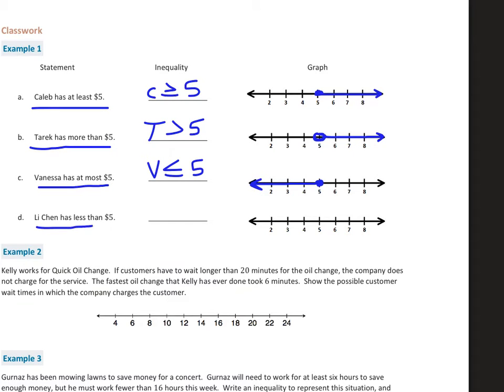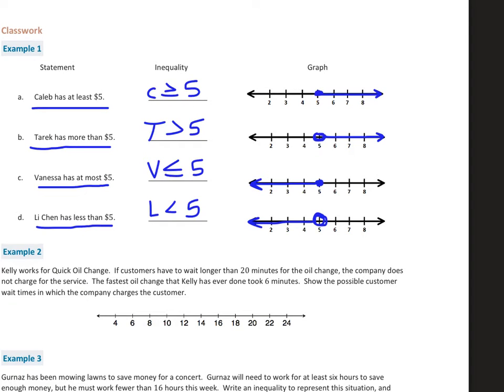And Li Chen has less than 5, which means Li Chen cannot have 5. So that's an L for Li. I'm going to rewrite it, though, because I don't like it. I'm going to make it more up and down. There we go. Li is going to have less than $5. So this cannot include the 5, so my open circle, and then my arrows to the left.